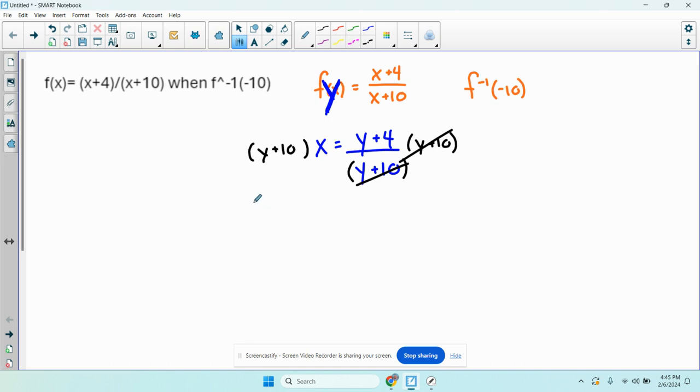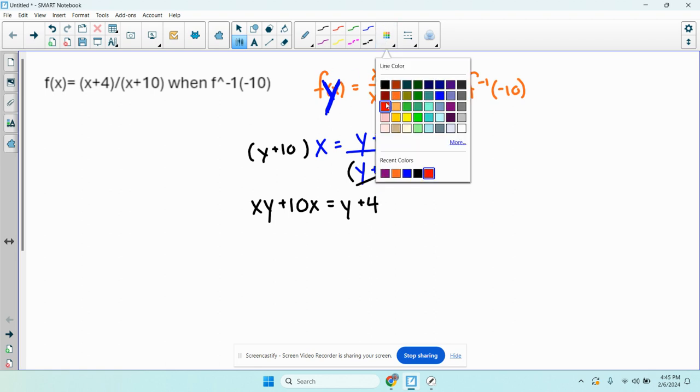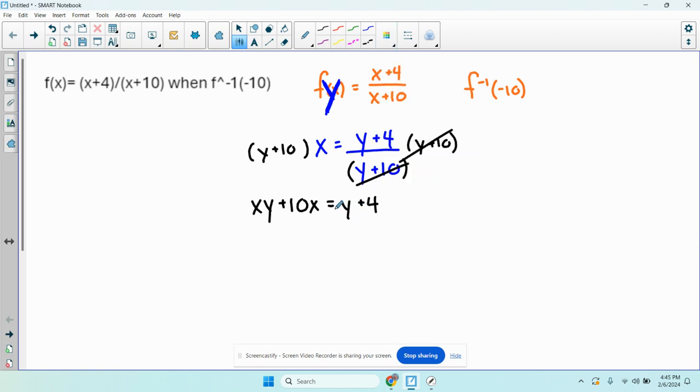So if I distribute the x to both terms, I get x times y plus x times 10, which is 10x, equals y plus 4. Now from here, I'm going to take every term that has a y, because I want to solve for y, and get it onto one side. So I'm going to subtract y from both sides, so that it crosses out. And then anything that doesn't have a y, I'll get to the other side. So I'm going to subtract 10x from both sides. So this crosses out with that.